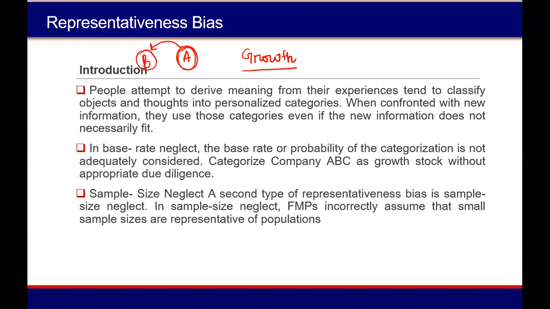In this case, you have not made a thorough analysis, because you didn't have plenty of information, but you tried to compare A with B. By thinking that stock B is a kind of representative of stock A, you have included stock A as a growth stock.